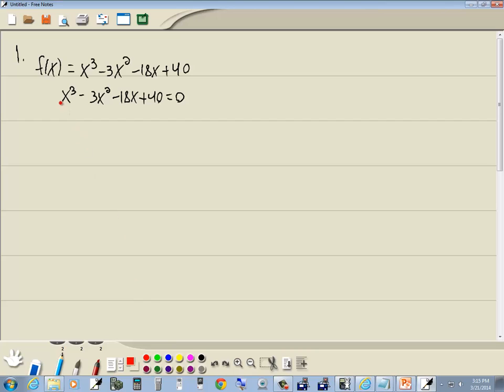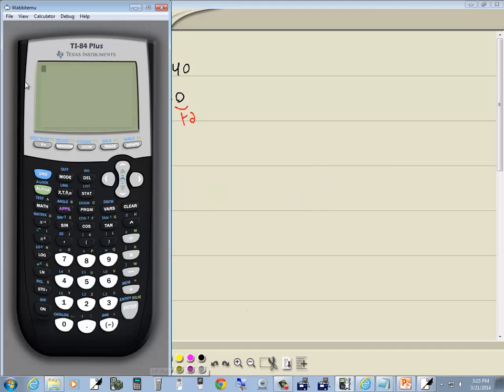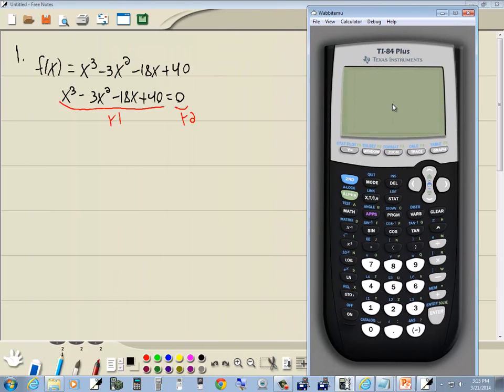Now, we're going to put the polynomial on y1, and we'll put the zero on y2. So go to y equals and press clear if you have anything on y1. And then we enter x caret 3 minus 3x squared minus 18x plus 40. Then we down arrow and we put 0 on y2.